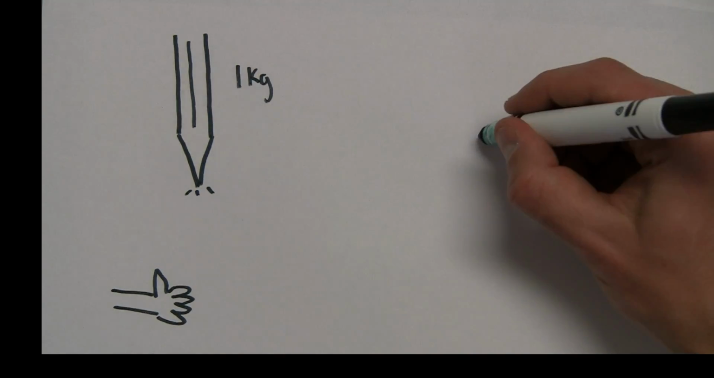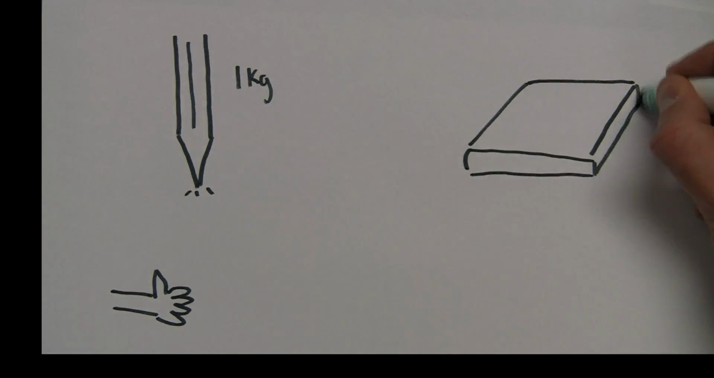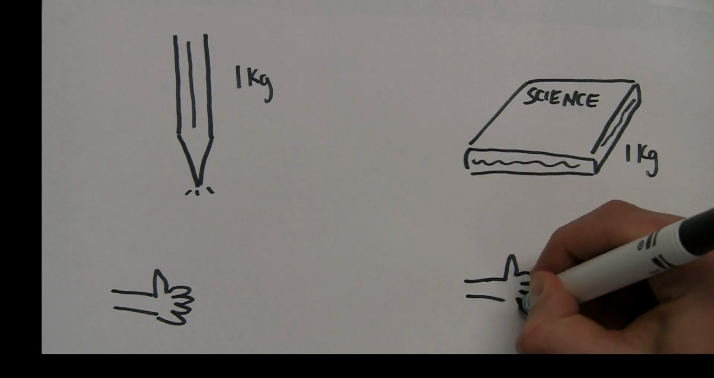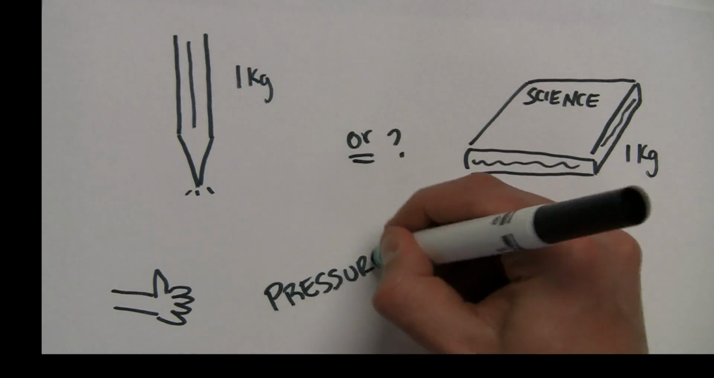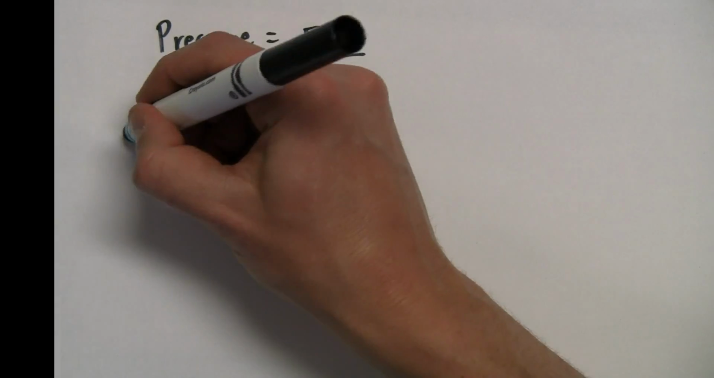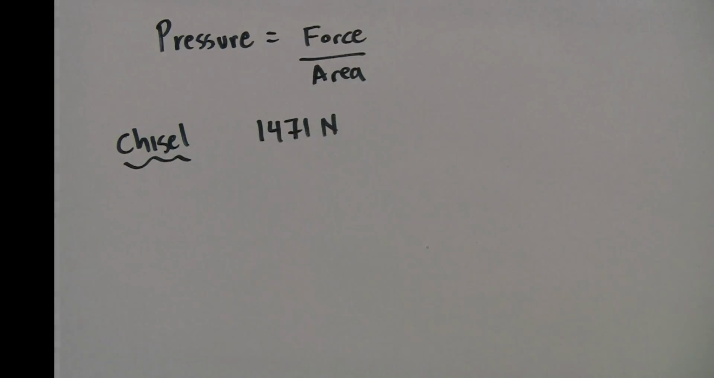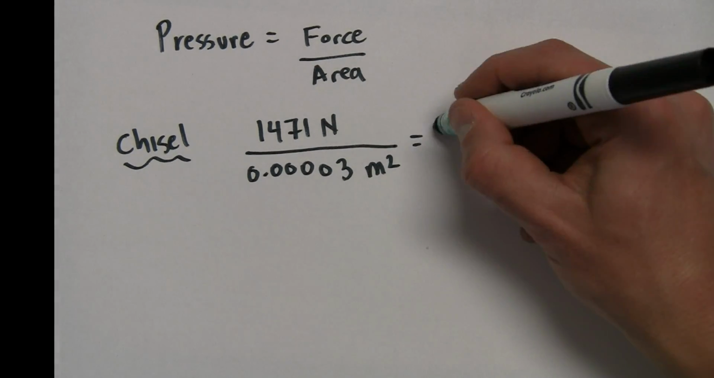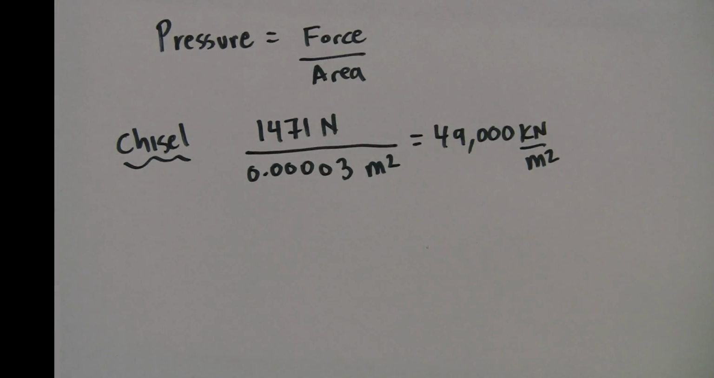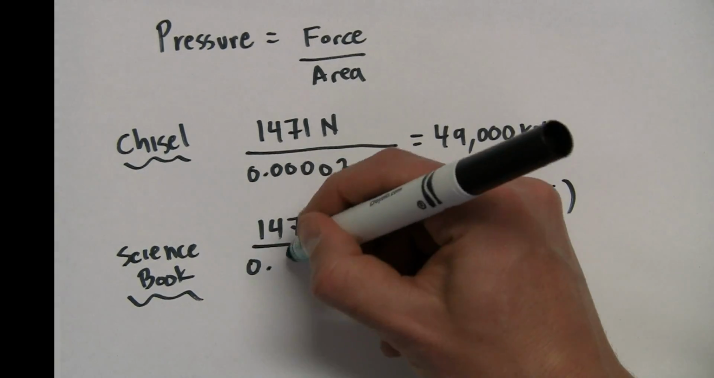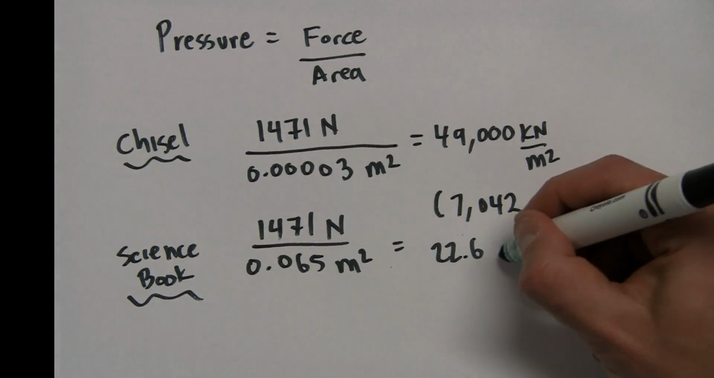A book, on the other hand, has a relatively large area of contact. Even if the force exerted by the two objects is the same, the chisel will cause greater damage because of a dramatic difference in the pressure exerted by the two objects. Pressure is equal to force divided by area. In our example, the falling chisel exerts about 1,400 newtons, and the contact area is very small at 0.0003 meters squared. The result is a pressure of 49,000 kilonewtons, or just over 7,000 psi. A science book, on the other hand, exerts the same force, but only 3 psi because of the increased contact area.